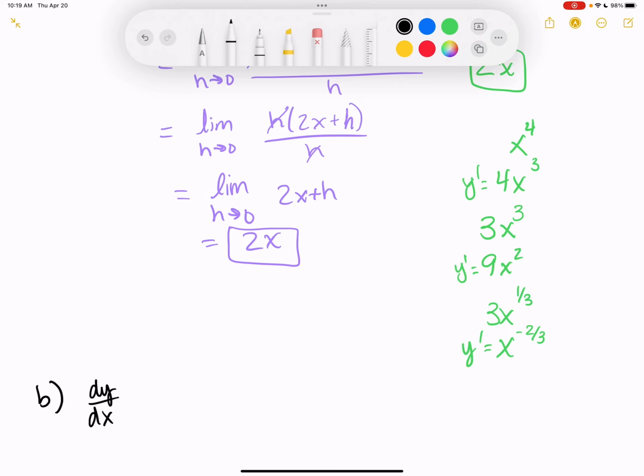Well, integrals are basically the reverse of what we're doing. So if you can do this, you just have to work backwards. But there's a lot of rules for integrals. So integrals take a long time.